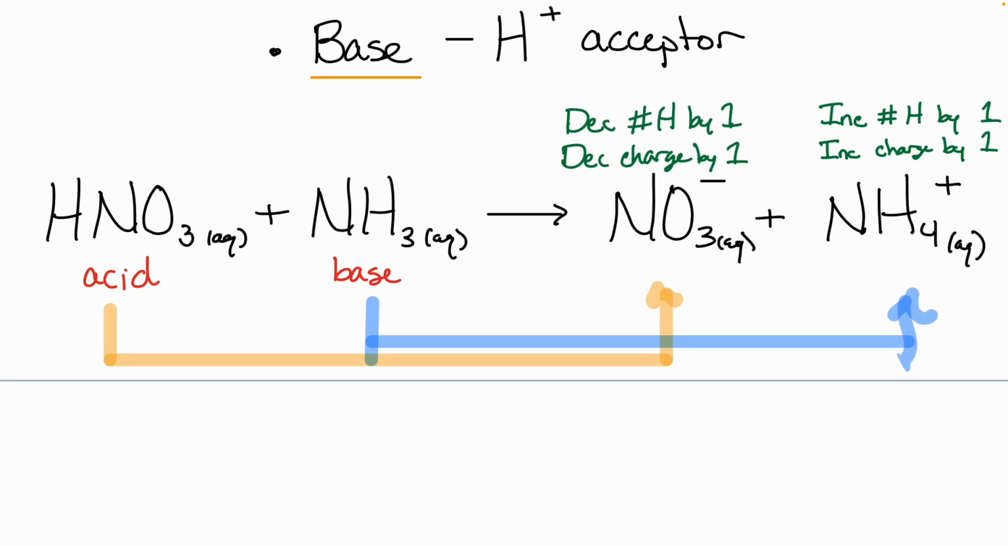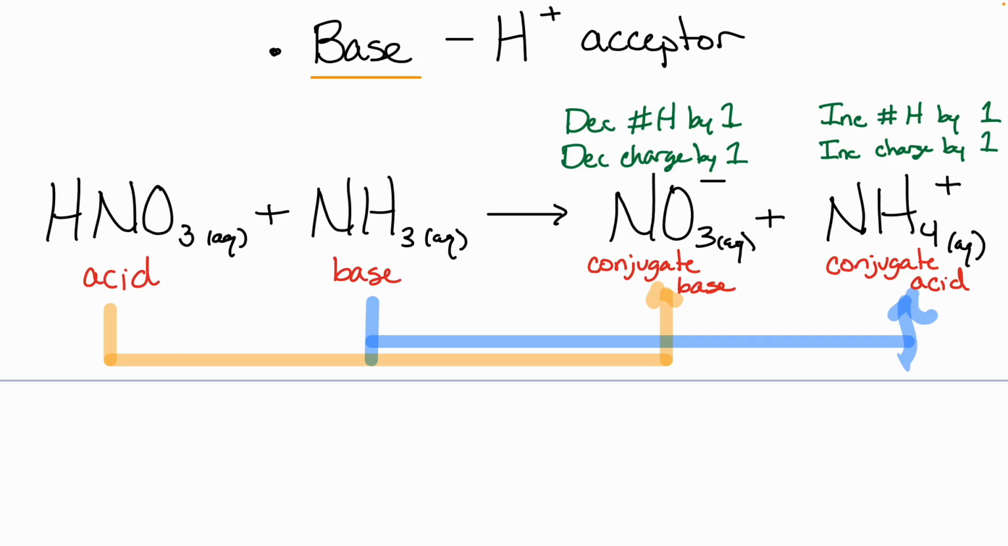All right, we got some special terminology for our products here. Our acid gets converted into what we call the conjugate base. And our base gets converted into what we call the conjugate acid. All right, and this is going to kind of be our first step.